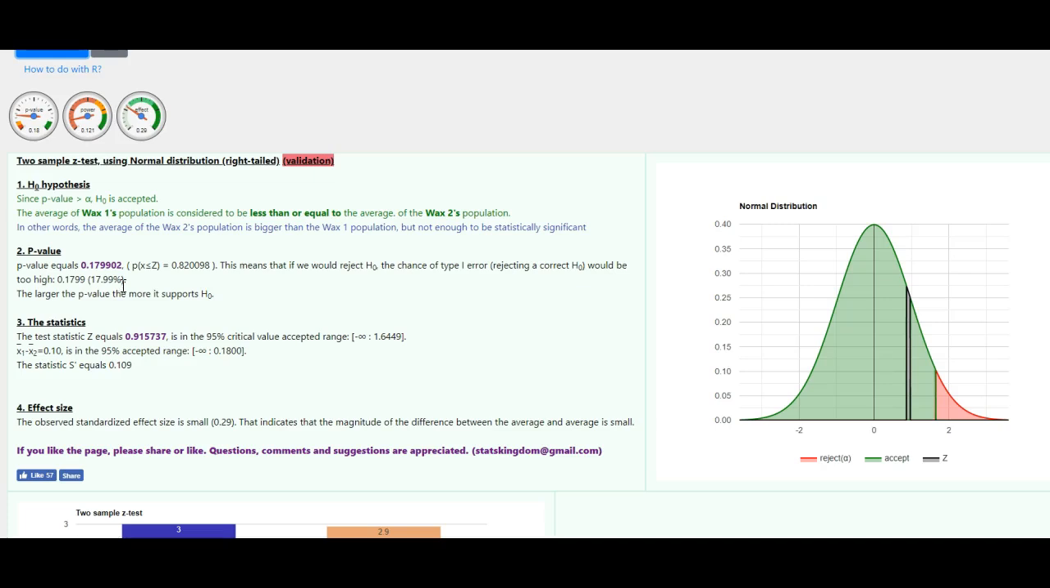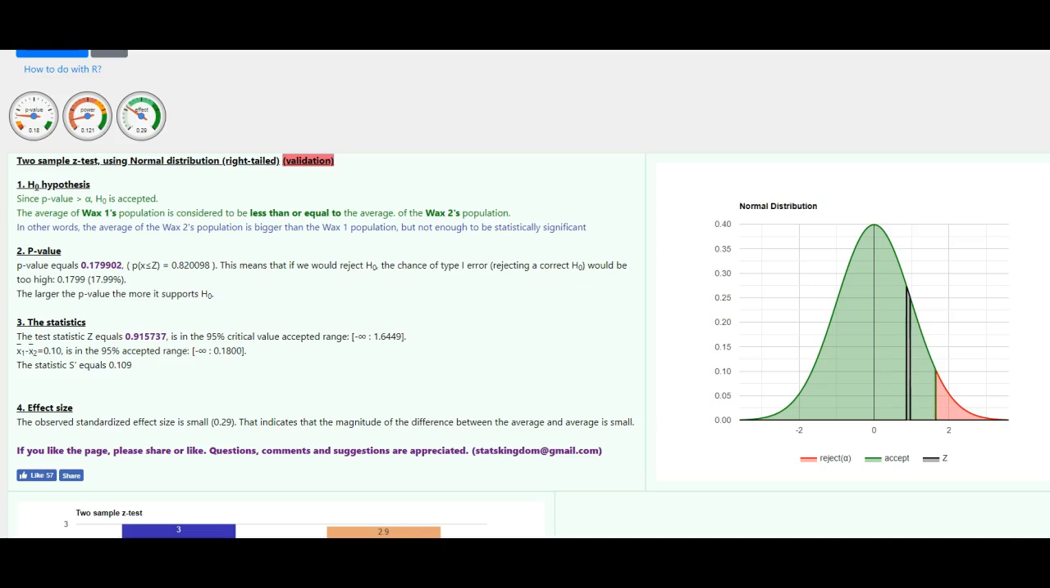Now we can look at effect size. The effect size is small, and therefore we would have to run a test like this to see it. It's not visible, so to speak, to the naked eye. And we can actually say that at this particular level of significance, from the sample data, there's just not sufficient evidence to conclude that the mean time wax 1 lasts is longer or more effective than the mean time of wax 2.